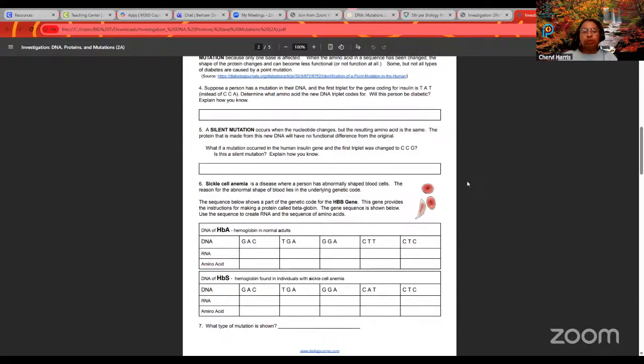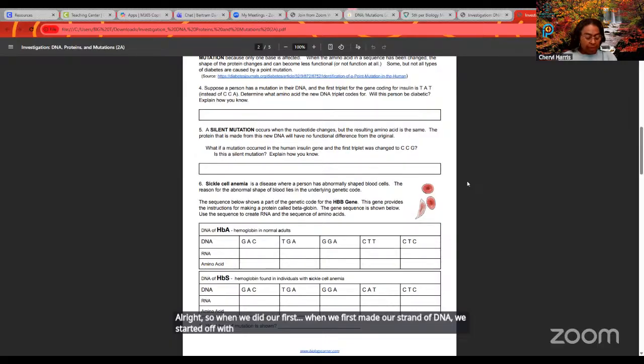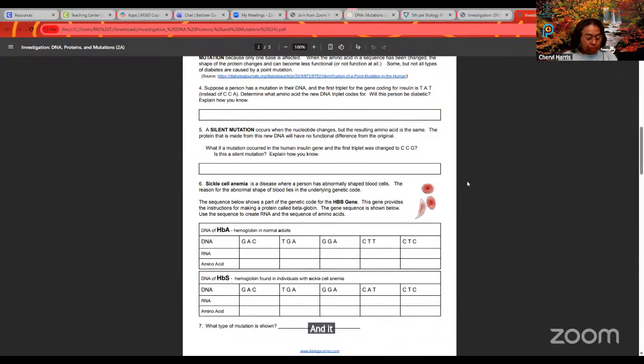First you need to tell me what the triplet would be. GGC and it'd be glycine, which is the same thing, correct? If you compare it to your chart at the top, the first one that you made at the top. And we're going to keep comparing it to the charts at the top, folks. All right, so when we first made our strand of DNA, we started off with CCA, and it translated to GGU, and it made glycine.